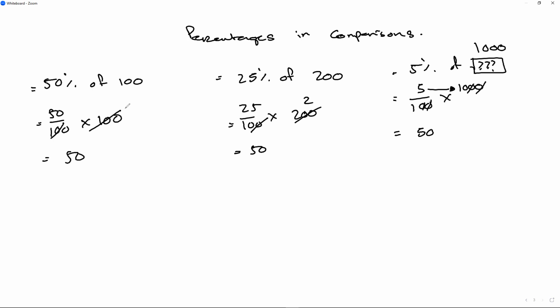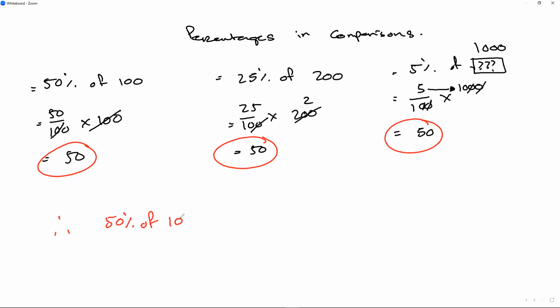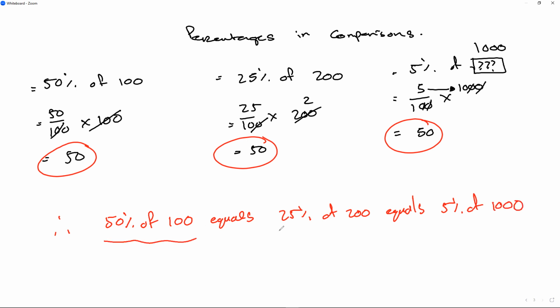Now, what you notice is that each of these are exactly the same. So therefore, by comparison, 50% of 100 is equal to 25% of 200, and that equals 5% of 1,000. Because they all equal the same number, which is 50.